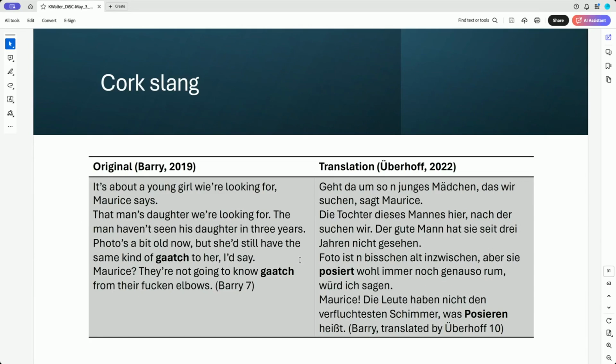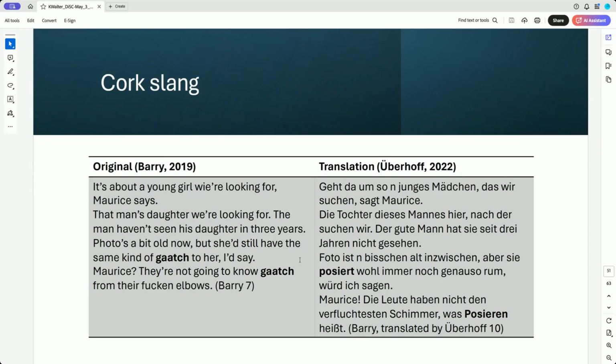So it's about a young girl we're looking for, Maurice says. That man's daughter we're looking for. The man hasn't seen his daughter in three years. Photo's a bit old now, but she'd still have the same kind of gouge to her, I'd say. Maurice, they're not going to know gouge from their fucking elbows.